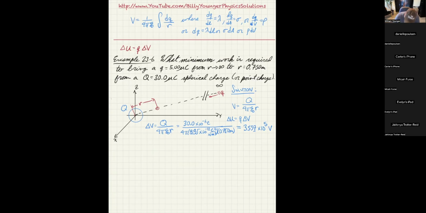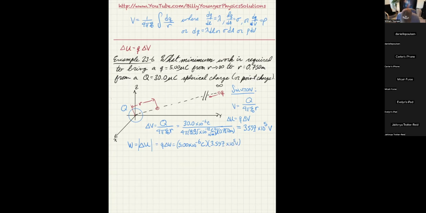So now I can say work equals delta U, at least in magnitude. In this case, it's going to be Q times delta V. And the Q, of course, is 5.00 times 10 to the negative 6 coulombs times the delta V, which is 3.597 times 10 to the 5th volts.